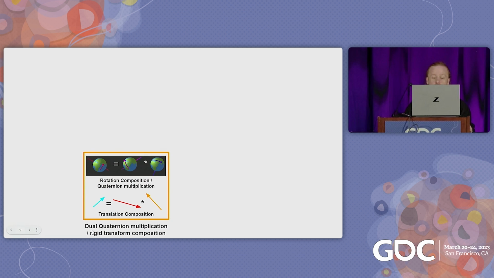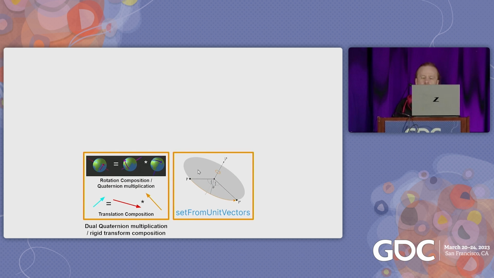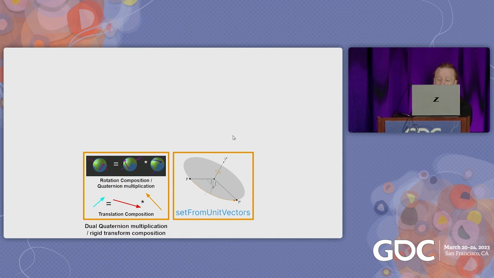Another word for this is rigid transform composition, because it's whenever you move and rotate something, so it's like a rigid object. You're not squashing or stretching or scaling it. One thing that I didn't talk about in that previous lecture is this function, which in three.js at least is called set from unit vectors. It's when you've got a vector going this way and a vector going this way, and you ask for the quaternion that takes you from here to here, like this. But there's a reason that I didn't talk about this one.